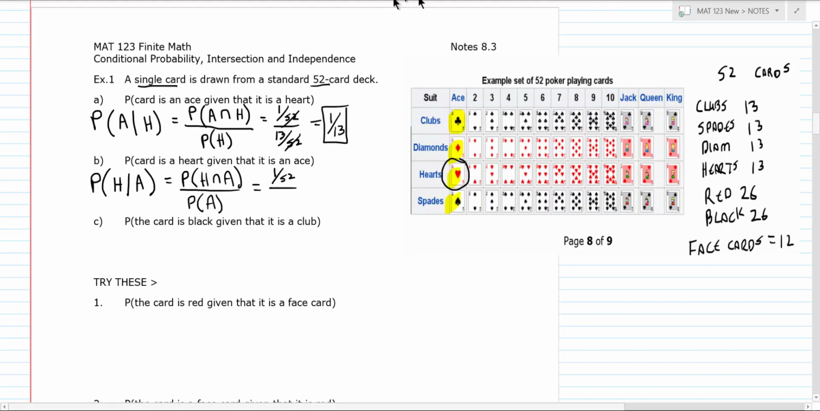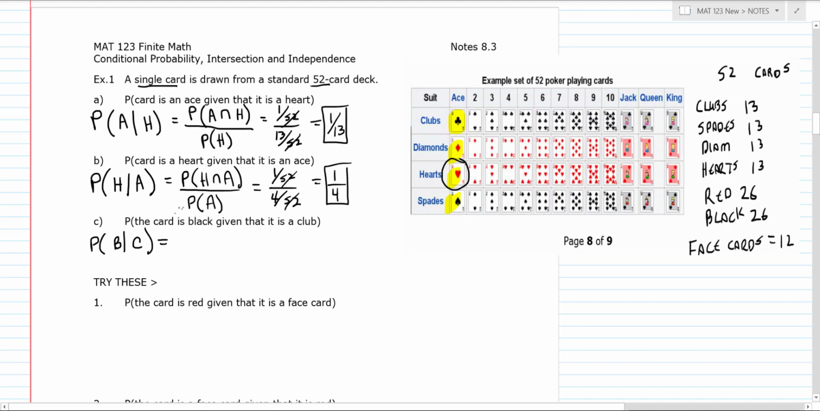There's 4. So that would be a 4 out of 52 probability. The 52s cross out, so therefore you would get a 1/4 probability. Essentially, you got to figure out these two probabilities right here. Okay, the next one says the probability that the card is black, given that it's a club.